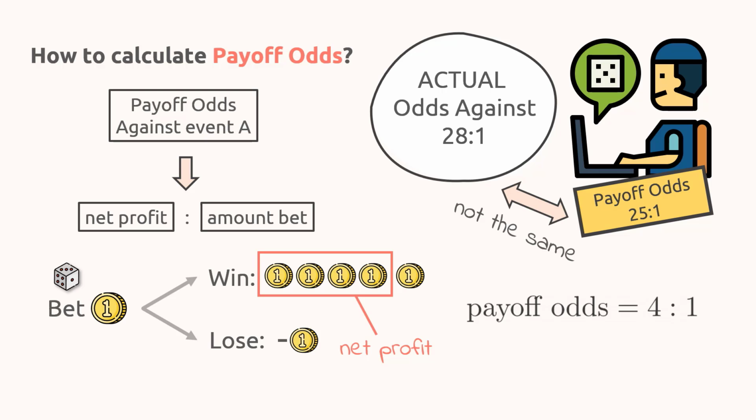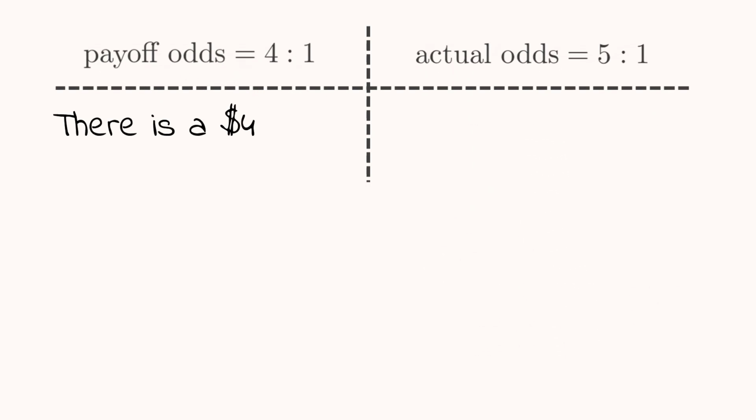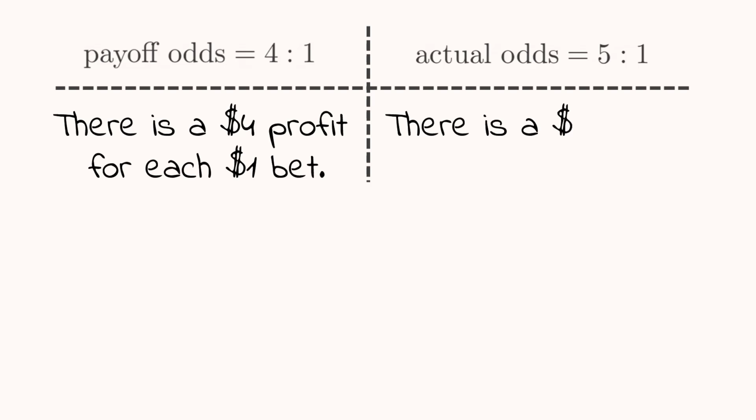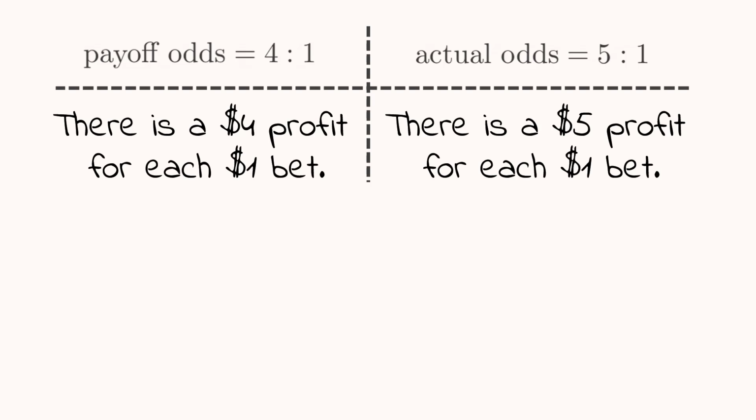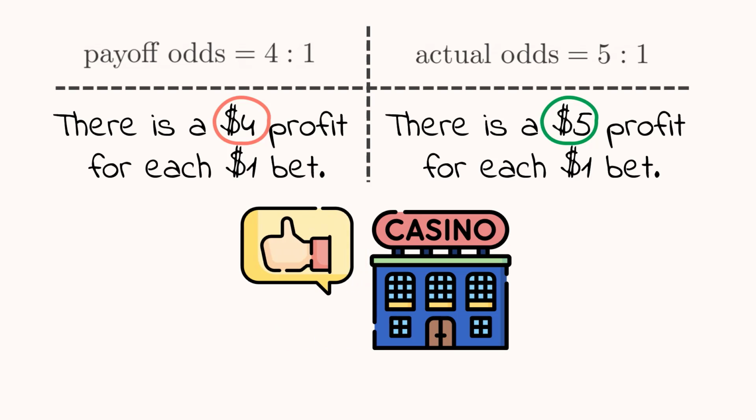Well, if we calculate the actual odds against getting a 6, then it's 5:1. So the payoff odds tell us that there is a profit of $4 for each $1 bet, but the actual odds against getting a 6 tell us that there is a profit of $5 for each $1 bet. If this is a casino game, then the casino pays you only $4 instead of $5. So the game favors the casino.